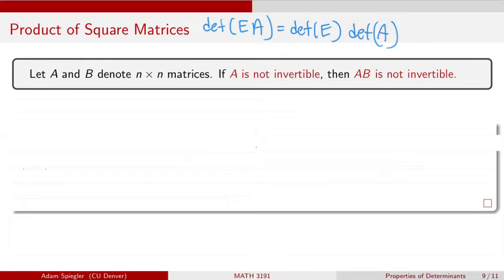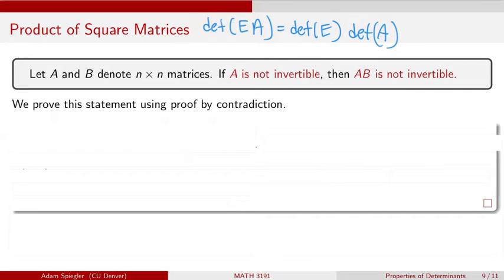Before we justify that, let's consider the following claim. If I have two n by n matrices A and B, and matrix A is not invertible, then the product A times B, A on the left, B on the right, is also not going to be invertible. Let's take a look at how this proof goes. The way that we can prove this statement is using a proof by contradiction, for anyone that's familiar with that proof technique.